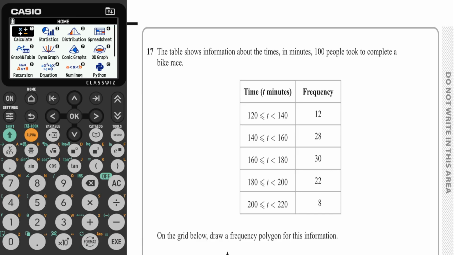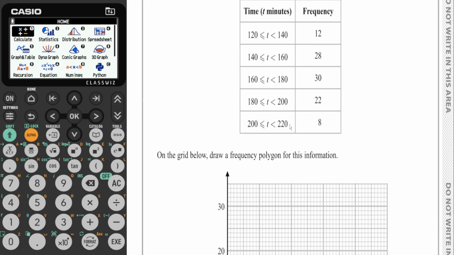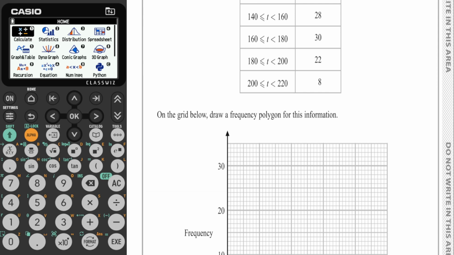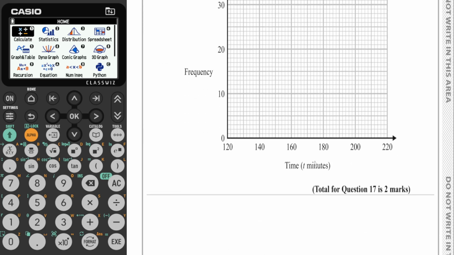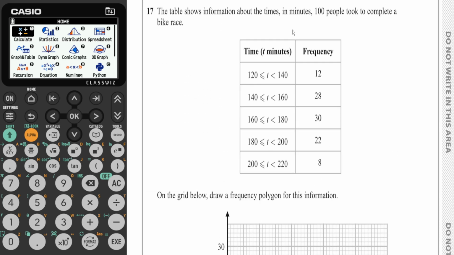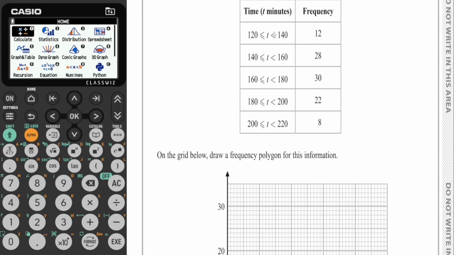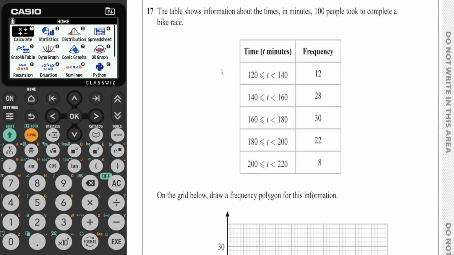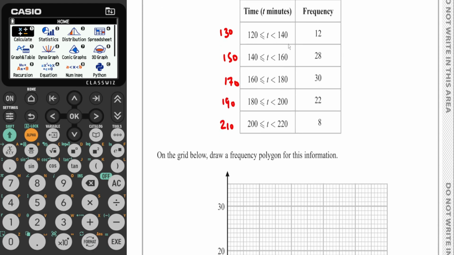Question number 17. The table shows information about the time in minutes 100 people took to complete a bike race. That's what we see here. We have to draw a frequency polygon for this information. So what we need to do is show the midpoints. So the midpoint here is 130, the midpoint here is 150, midpoint here is 170, midpoint here is 190, and midpoint here is 210. So we plot these with the frequency.